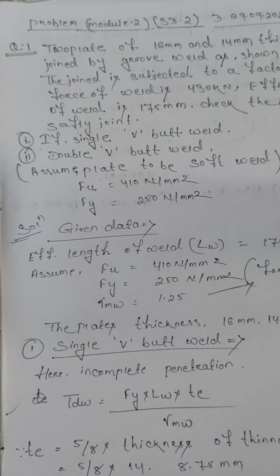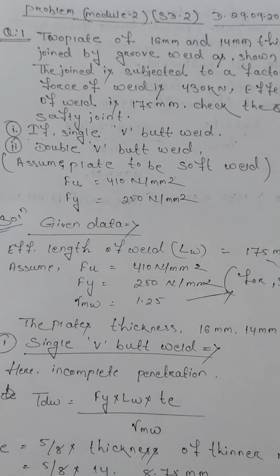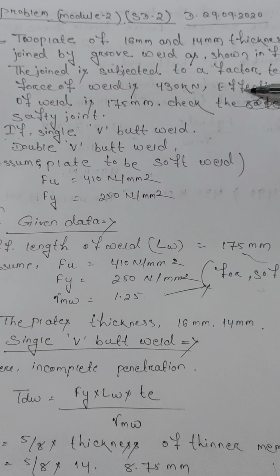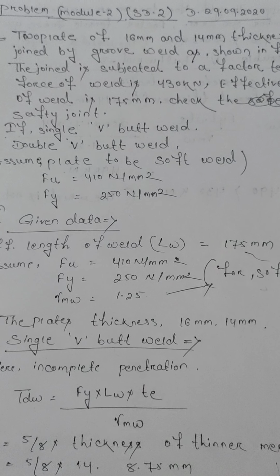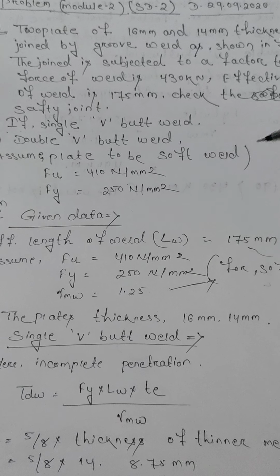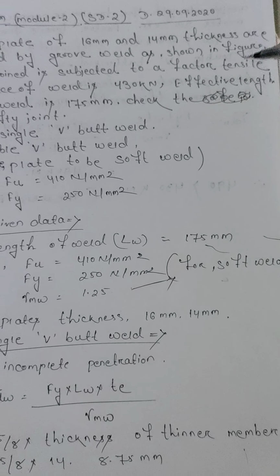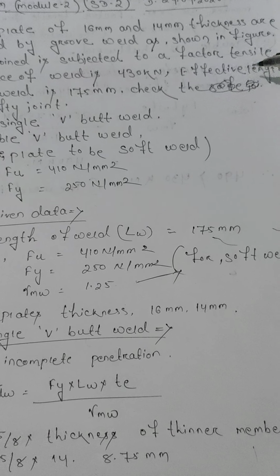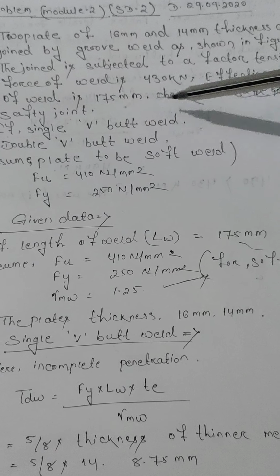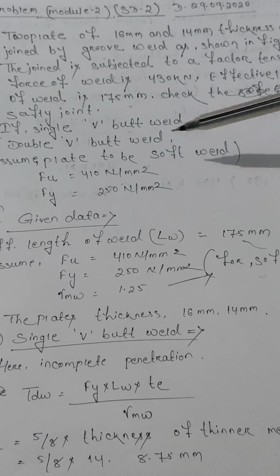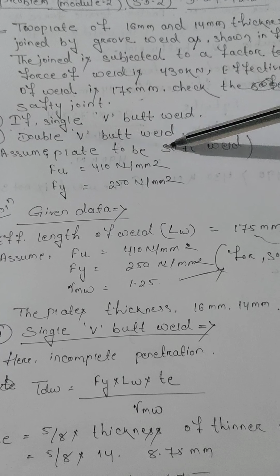Now the first problem. Two plate elements, with thicknesses of 16 mm and 14 mm, are joined by a butt weld as shown in the figure. The joint is subjected to a factored tensile force of 430 kN, and the effective length of the weld is LW equal to 175 mm. Check the safety of the joint for a single V butt joint and for a double V butt weld joint.